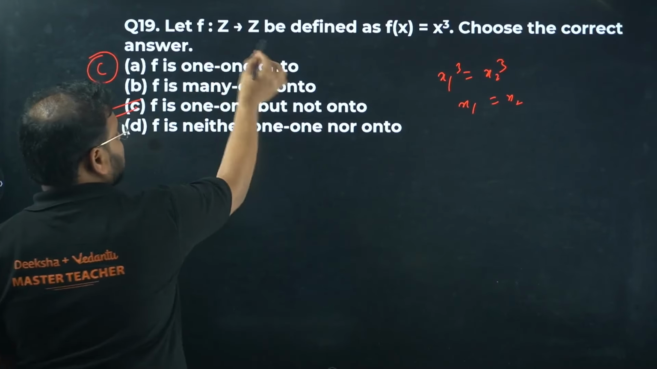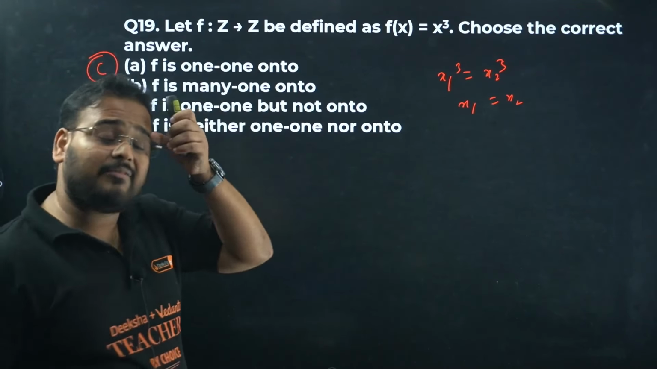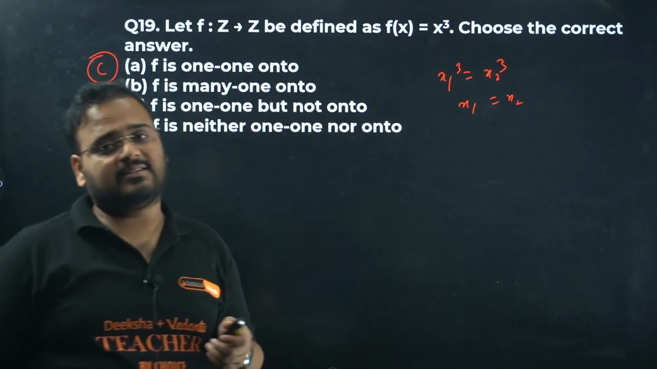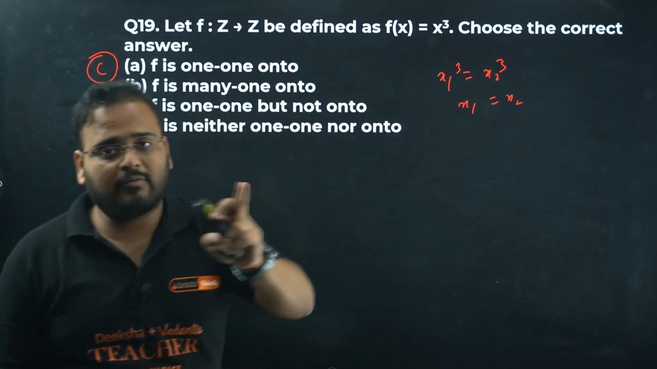If it was real numbers, then it will be 1-1 and onto. If it was real numbers, then we can simply draw the graph and get the entire result as 1-1 onto. Listen to me. If it is R to R, the answer will be a 1-1 onto bijective function.